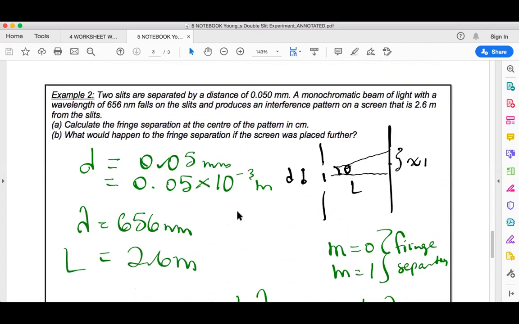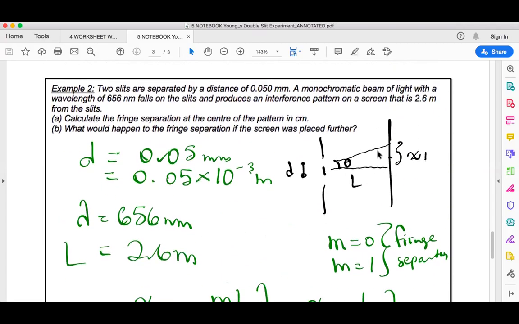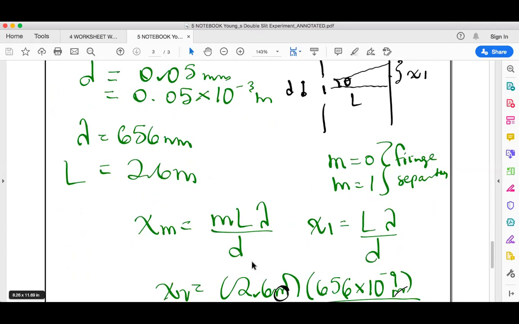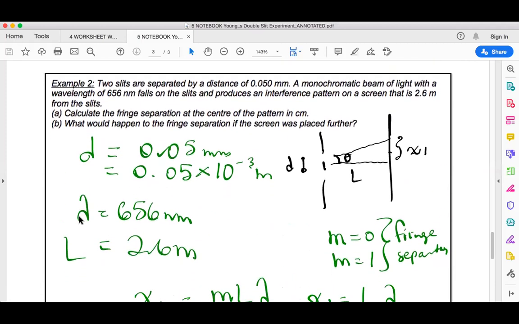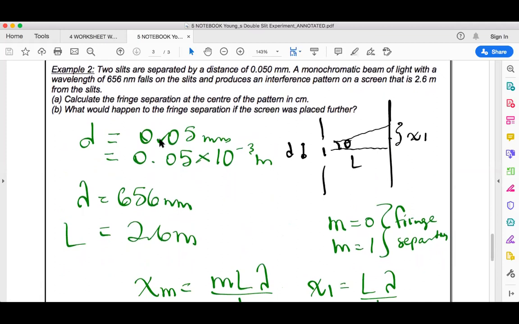So what equation would we have that does that? There's kind of a, not the neatest diagram, but ideally use a ruler. So this L is given, so that's a hint that we can only use this equation. We don't have theta, so we're going to sub in. Calculate the fringe separation at the center of this pattern in centimeters.